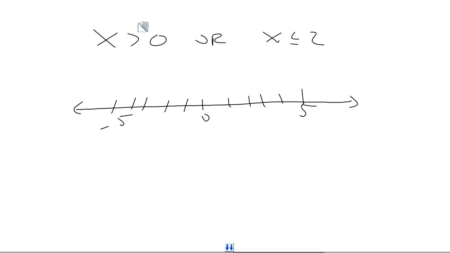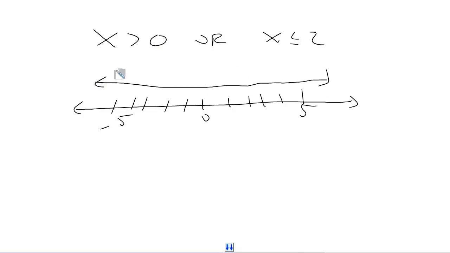Try to think about a number that wouldn't work. There isn't one. Any number you pick is either going to be less than or equal to 2 or greater than 0. So what that means is that our solution set is the entire real number line.